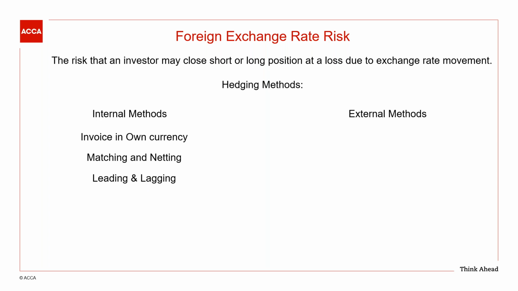The first external method is forward contract. What is a forward contract? I'll show you in a while. The other ones are options, money market hedging, futures, and currency swaps. So let's first discuss forward contracts.